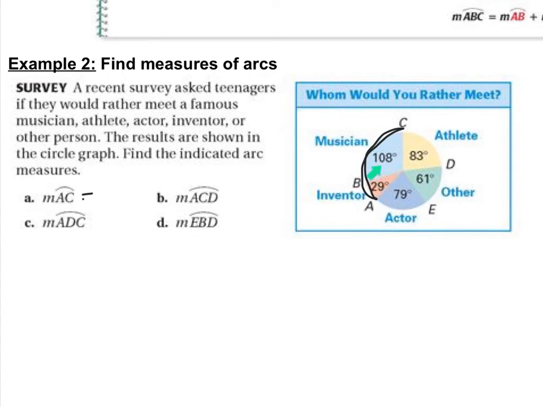So it's less than 180. That's why it's a minor arc. That's why we don't have to have a third letter in there. So AC is going to be, you know what, I need a little extra space here. So let's back down here.